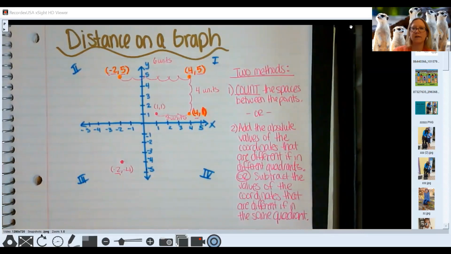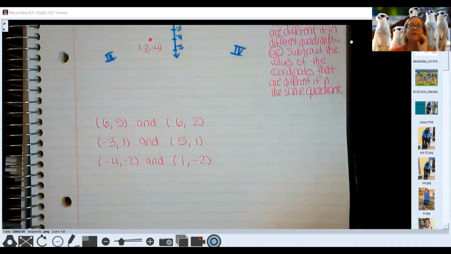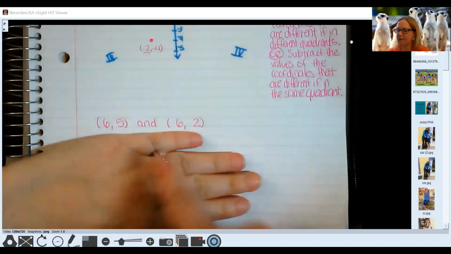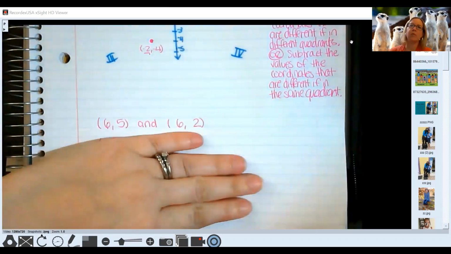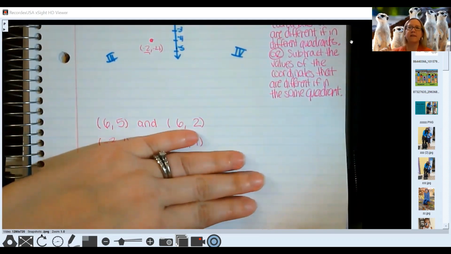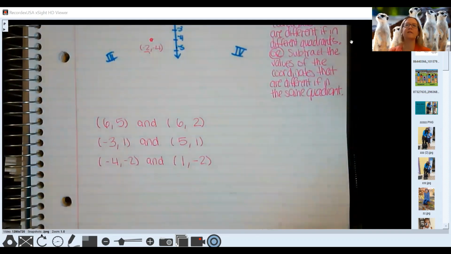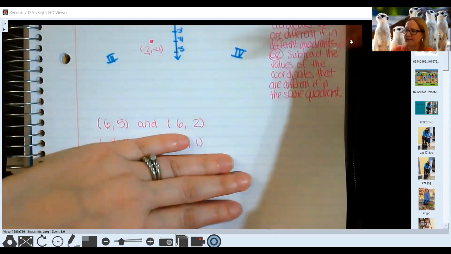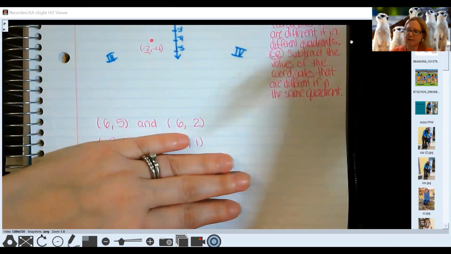All right, let's look at 3 more examples here. Let's say I gave you these 2 points and I didn't give you a graph. Well, one thing you could always do is draw yourself a graph if you needed to, plot the points and then count the spaces, but that's a little more complicated. So if you're not given a graph, you want to use that second method of either adding or subtracting.